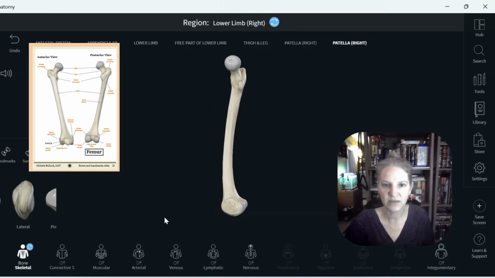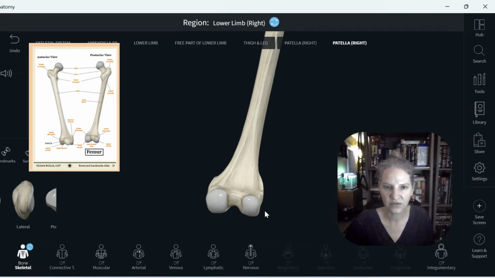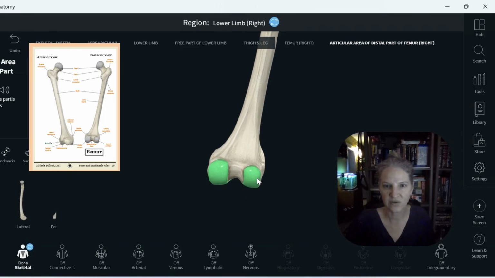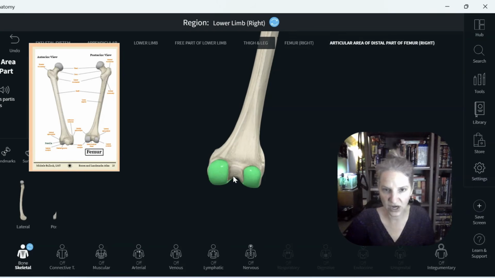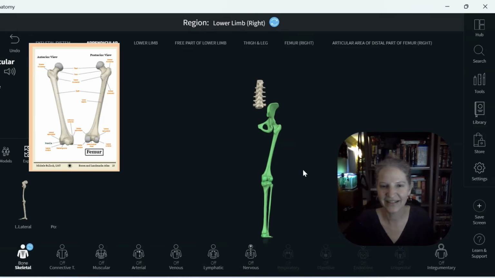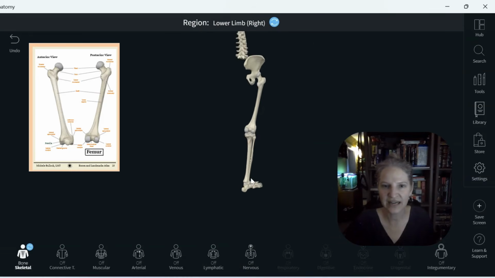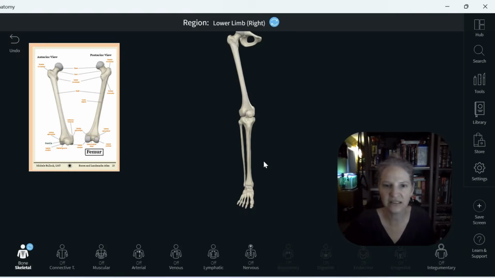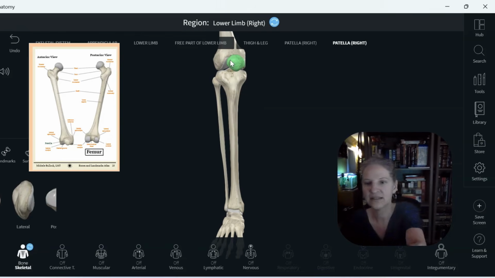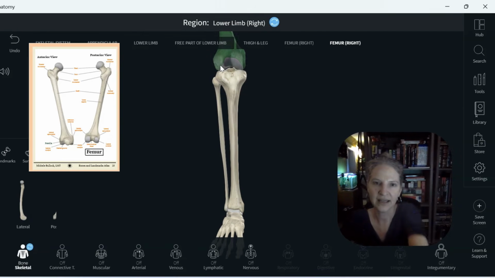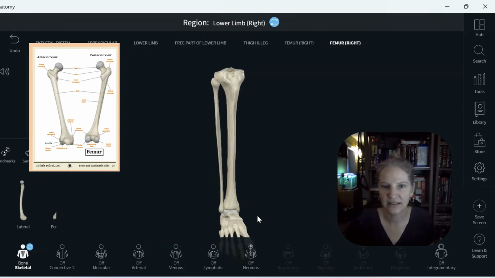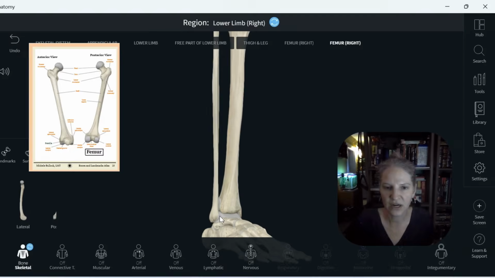If we come around to the posterior side, this would be the lateral and this would be the medial condyles, and that's the intercondylar fossa. Okay, now we're moving on down, going more distal, to the tibia and fibula. And we're going to keep the foot on there.